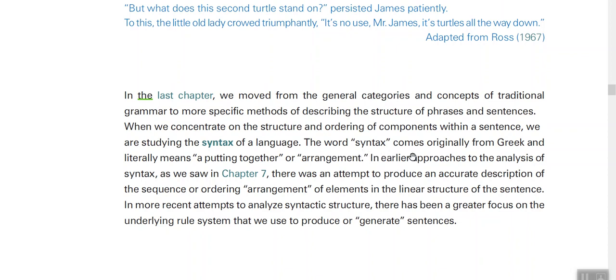What is the origin of the word syntax? The word syntax comes from Greek. Many words in the English language have their origin in Greek. So the word syntax comes from Greek, and it literally means putting together, arrangement. As I said, when words are put together, are arranged to form longer sentences, this is syntax.